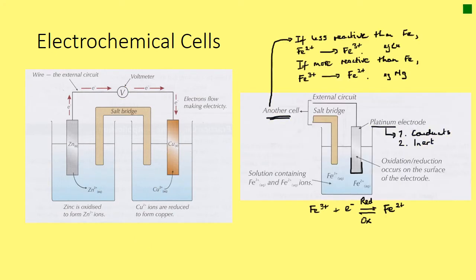Okay, what we've been dealing with is one type of half cell that is a metal in a solution of its ions. We've seen zinc in a solution of zinc ions and copper in a solution of copper ions. That's one type of half cell.